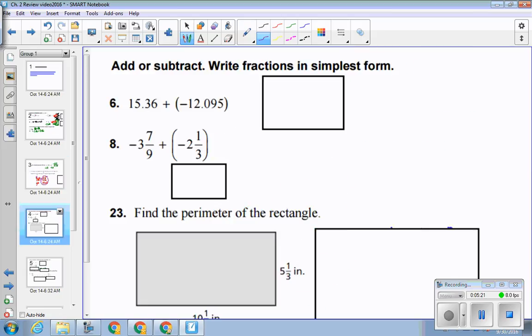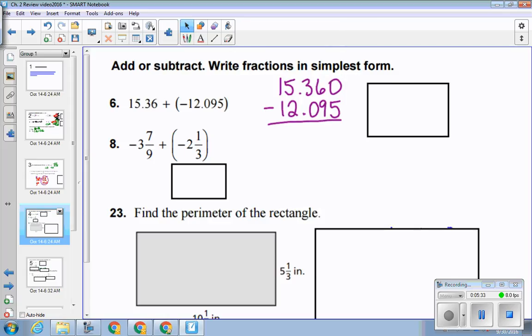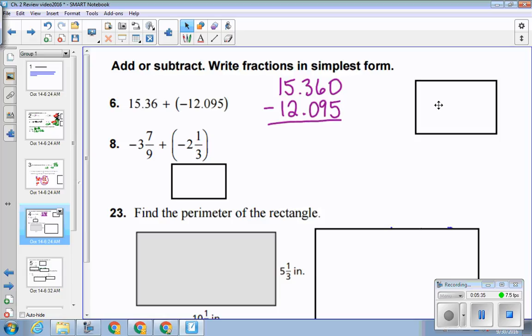Okay, let's add and subtract fractions and decimals. So for our first one, okay, I'm just setting up the problem. We have different signs, so we have to subtract. I put the higher number first. Notice I added a 0 in the thousands place. So now we're just going to subtract.